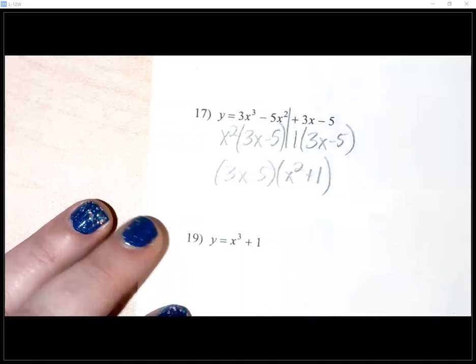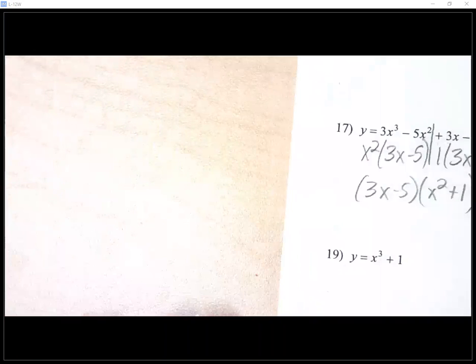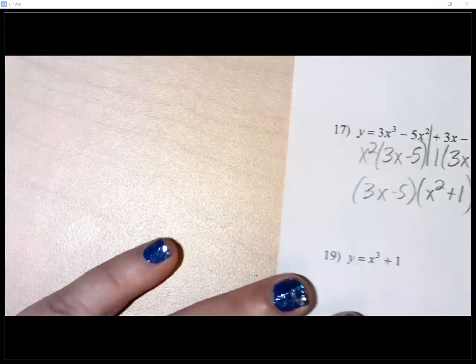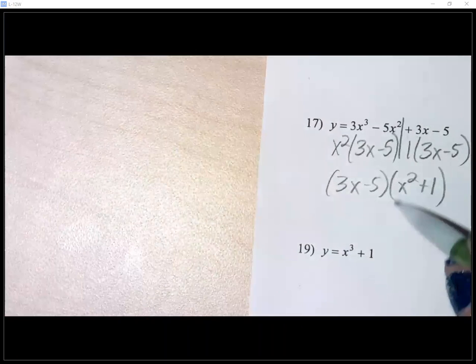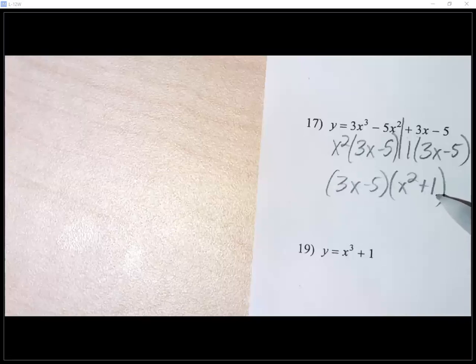Oh, and I'm in the square again. I wonder if any of you tried to factor this one, x squared plus 1, and tried to split that one up. Did you try? You can't. You can only split the difference of two perfect squares, not the sum. The sum doesn't split.